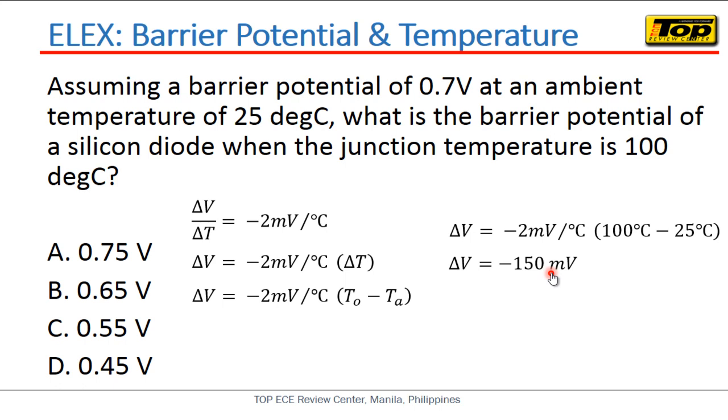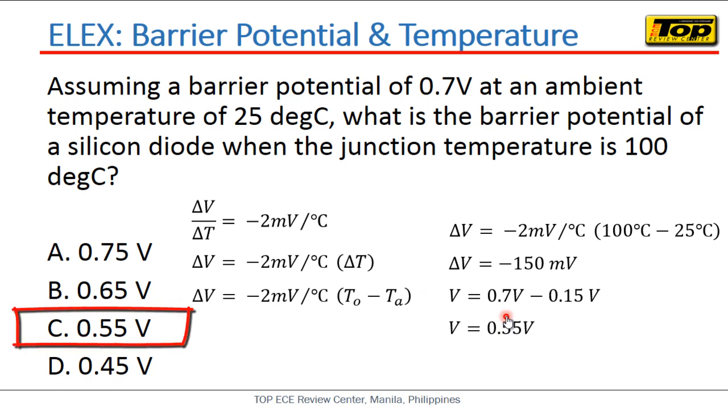So if we're going to try to get the voltage itself of the barrier potential at 100 degrees, that will be of course 0.7 volts. Ito yung potential natin at an ambient temperature plus the delta V. Okay, so plus delta V, that will become of course plus negative 0.15 volts. So that will be 0.7 minus 0.15 volts. And of course, our voltage at 100 degrees Celsius will be 0.55. So the answer is obviously letter C.